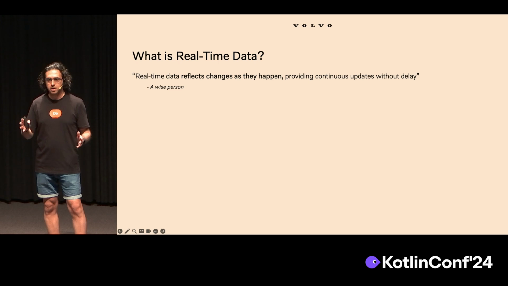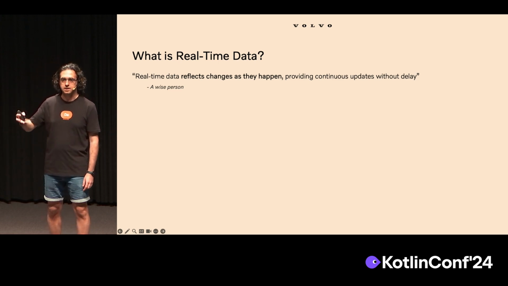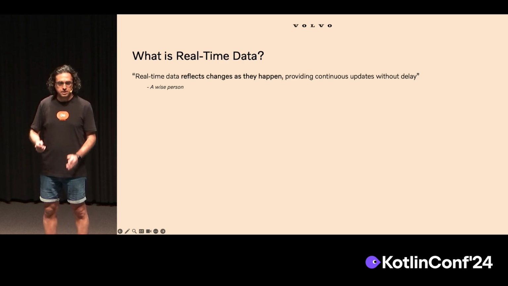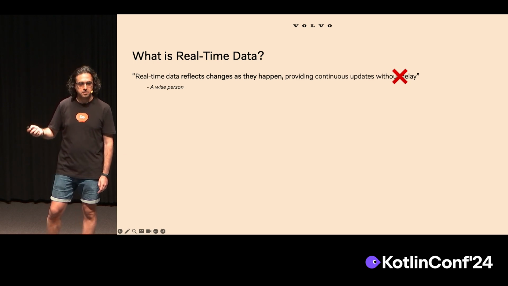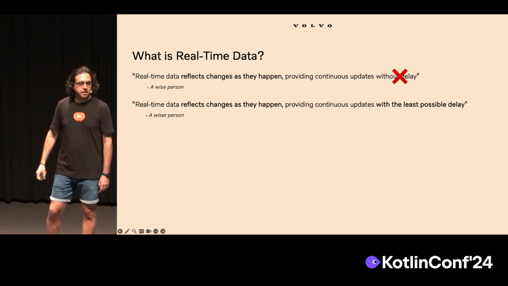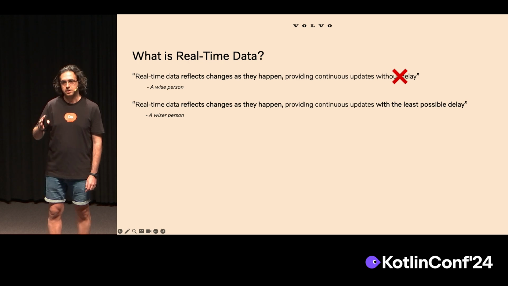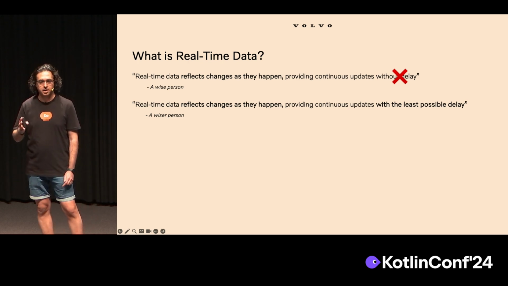But in our context, when we are talking about mobile applications, network connections, cloud services and stuff, without delay is a little bit far away from reality. So I'm going to rephrase it. Real-time data reflects changes as they happen, providing continuous updates with the least possible delay. So the aim here is reducing the latency.